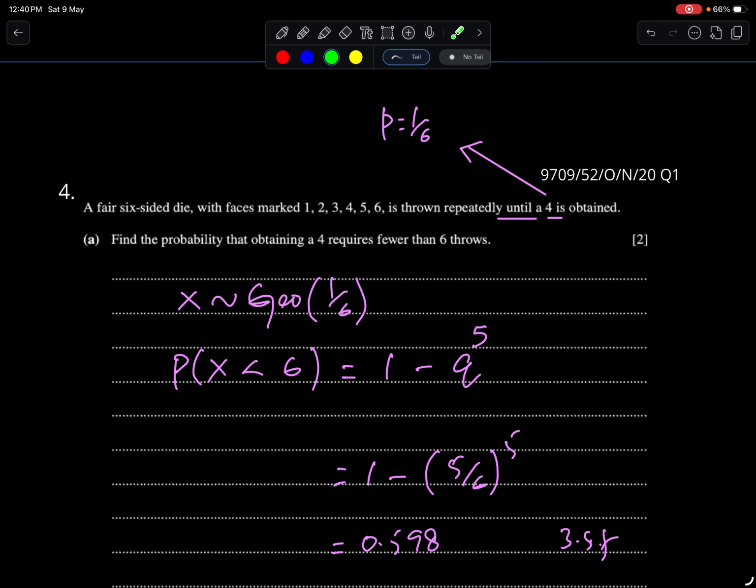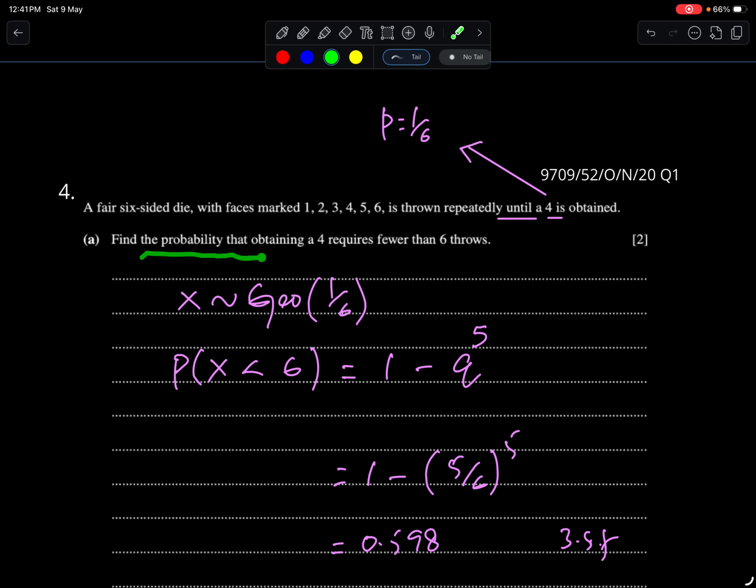Okay, a fair six-sided die with faces these is thrown repeatedly until a 4 is obtained. You know, until means repeat the process until you get your requirement. So this is geometric. 4, fair die. So the probability of each number is 1 upon 6. So P is 1 upon 6.